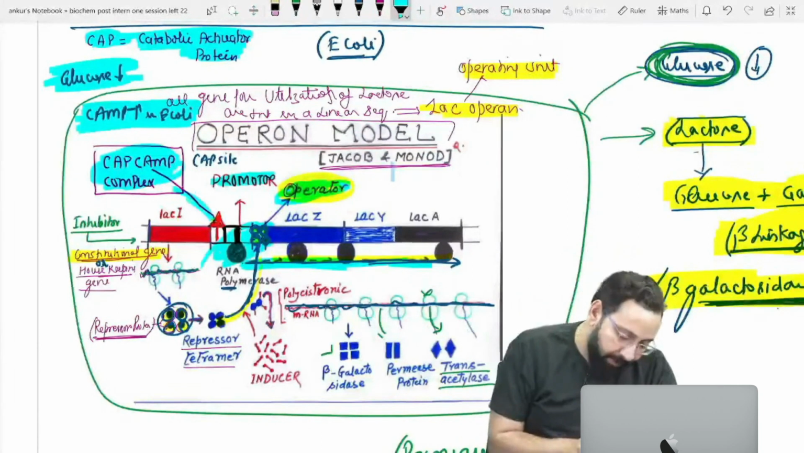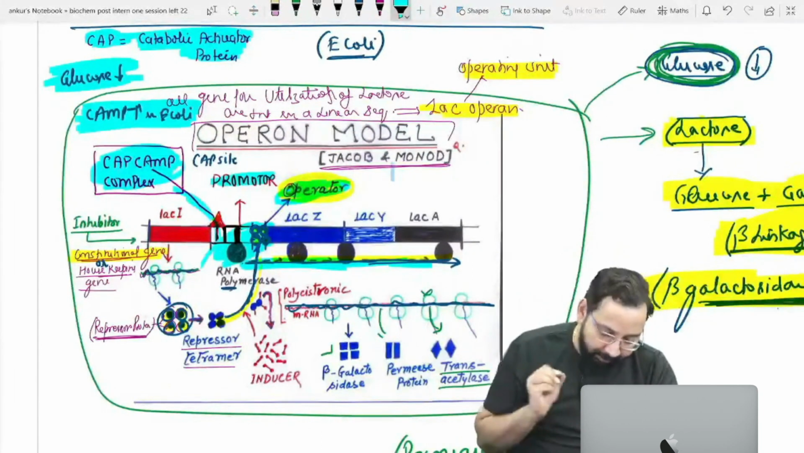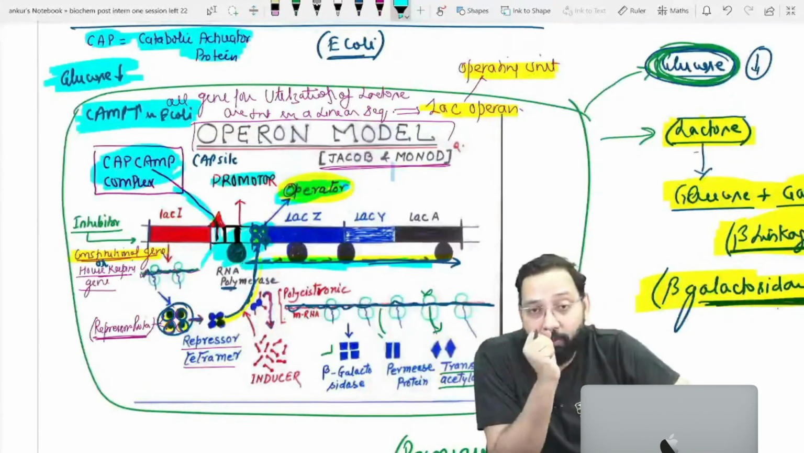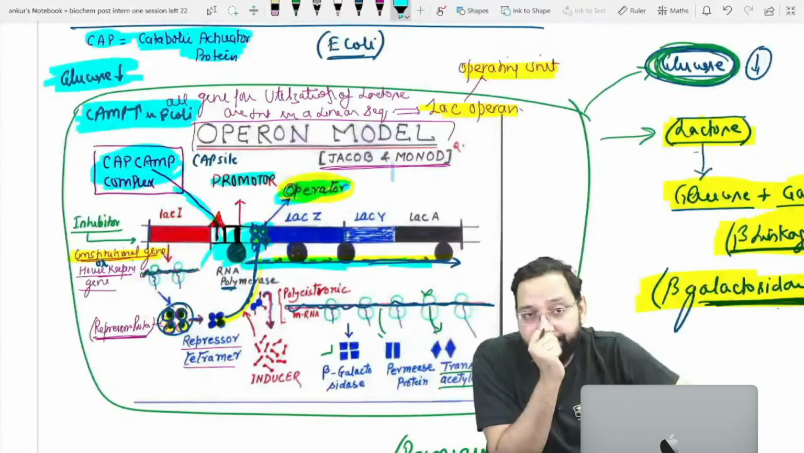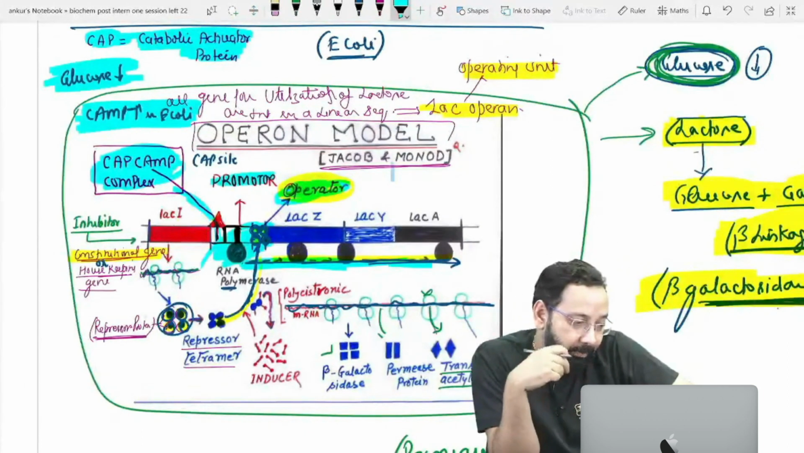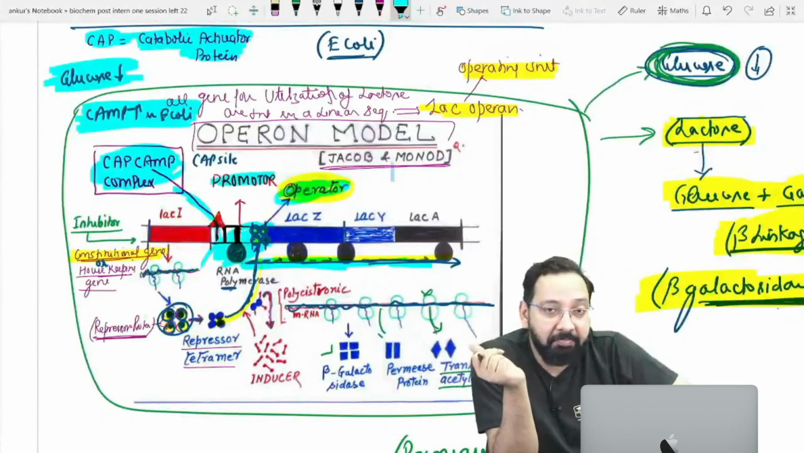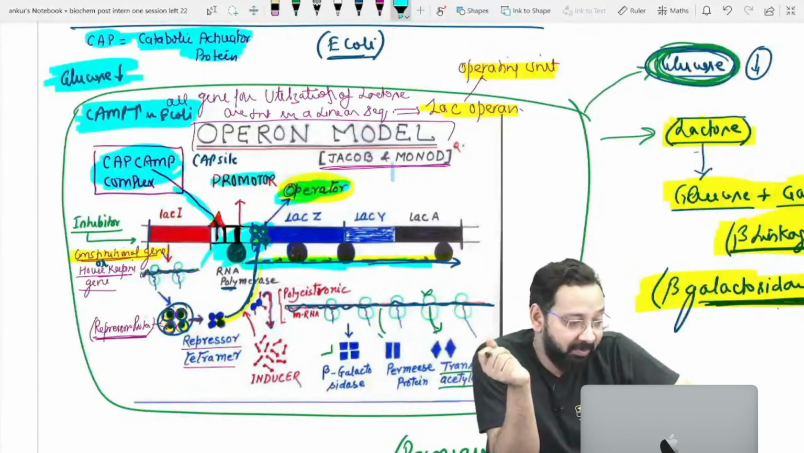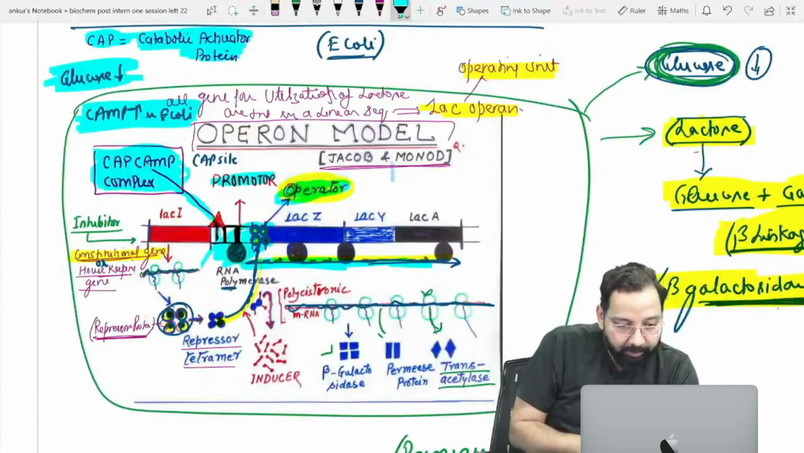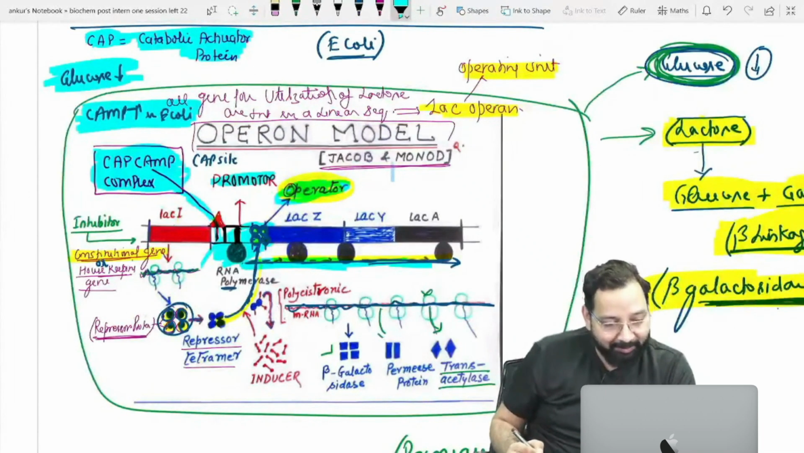CAP cyclic AMP said please do synthesize messenger RNA. Then whom will you follow? Your girlfriend, CAP cyclic AMP, or your best friend, repressor tetramer? Yes, whom will you follow? You will follow your girlfriend. Definitely, I have seen many times.